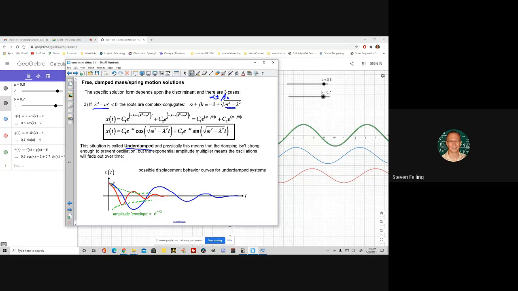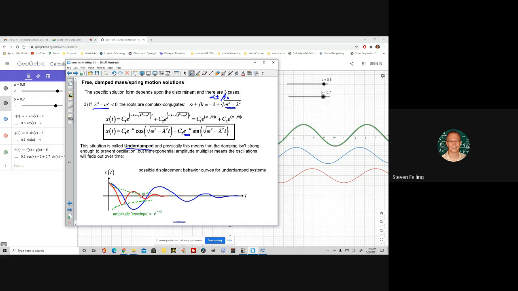So if you have really light damping, it might oscillate for quite a while before eventually this term here starts to cause it to go towards the equilibrium position of 0, right? On the other hand, if this damping is heavier, it might only oscillate for a couple of cycles before, right?